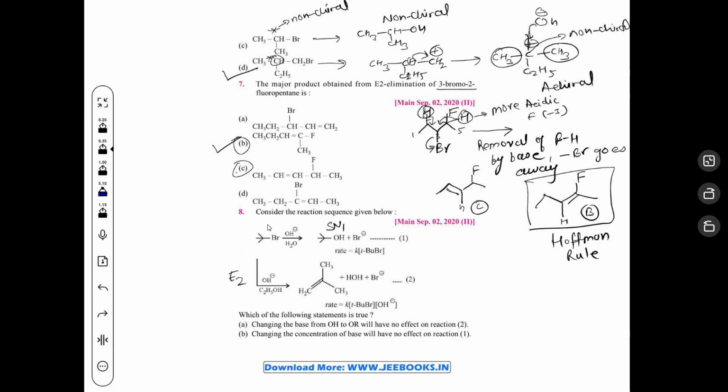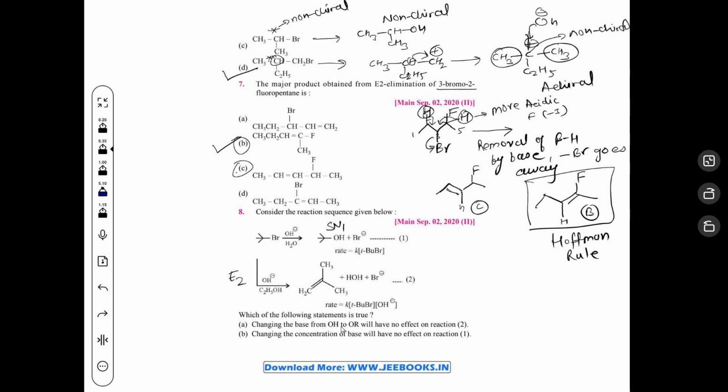So moving to question number 8, consider the reaction sequence given below. The first reaction is an example of an SN1 reaction, and the rate depends on the reactant concentration, not on the concentration of the base. And the second one, after looking at this formula, we can say that the rate of the reaction depends on the concentration of reactant and base. Therefore, this reaction is following the E2 pathway. Now, which of the following statements is true?